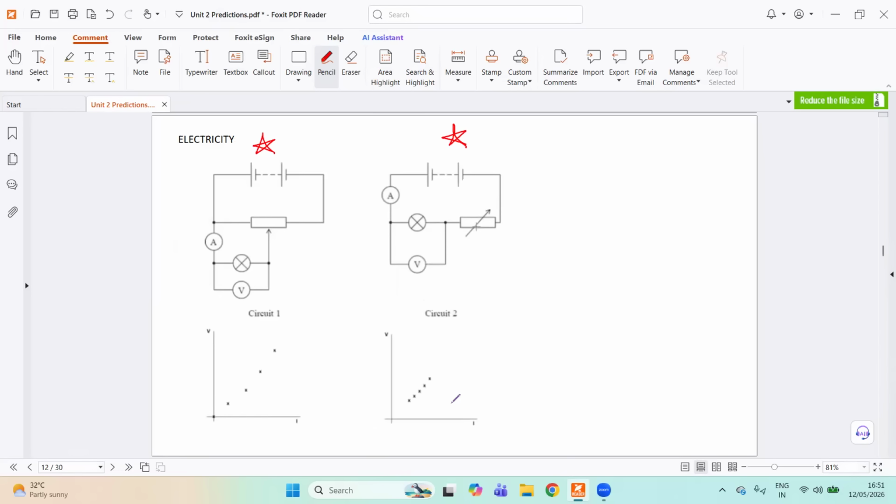Using a variable resistor, you only get a small range of values. You don't get any values near zero or near the maximum PD. Whereas when you use a potential divider, you get a wider range of values.